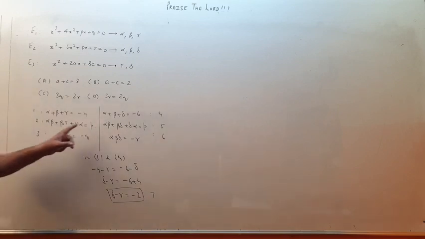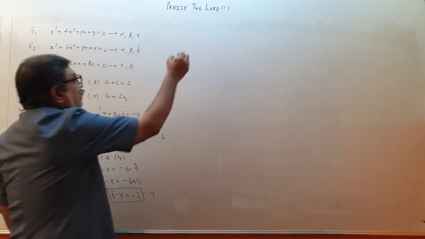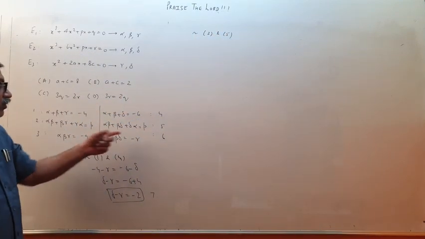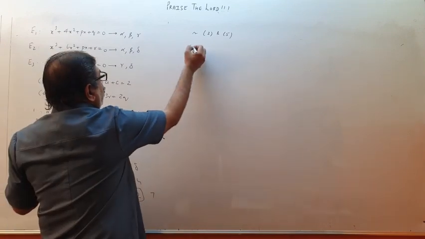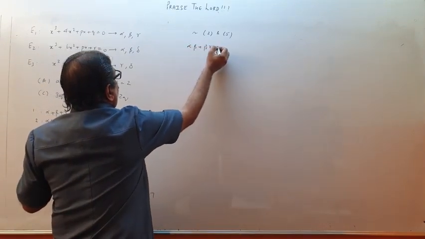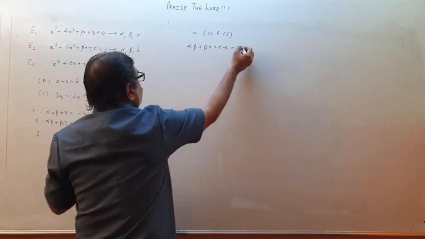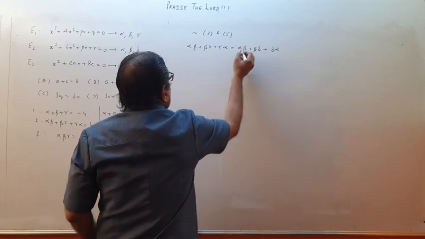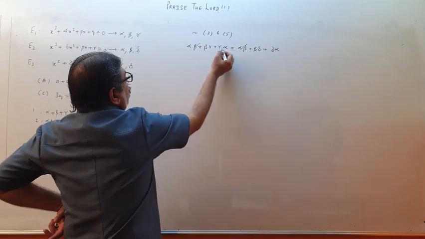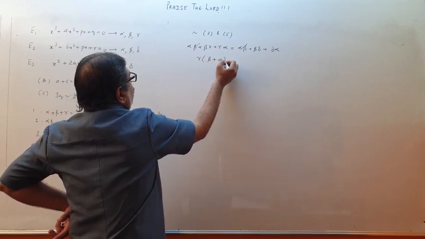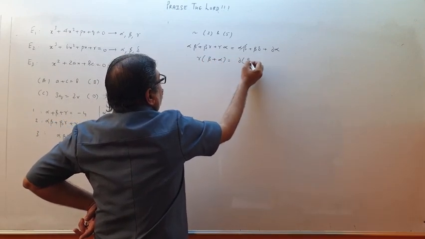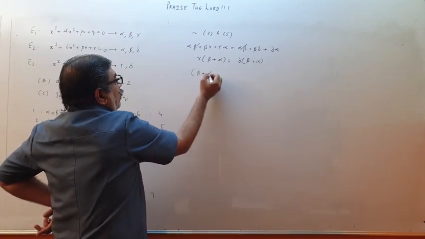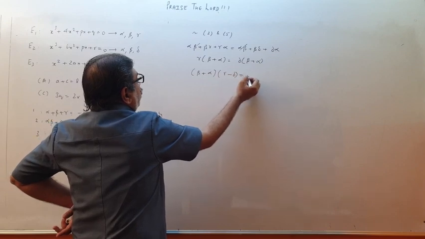If I compare these two equations, 2 and 5, both have p on the RHS, so the LHS will be the same. So alpha beta plus beta gamma plus gamma alpha will equal alpha beta plus beta delta plus delta alpha. Alpha beta gets cancelled out. If I take gamma common here, it becomes beta plus alpha. If I take delta common here, it becomes beta plus alpha. Take it to the side: beta plus alpha into gamma minus delta will be 0.